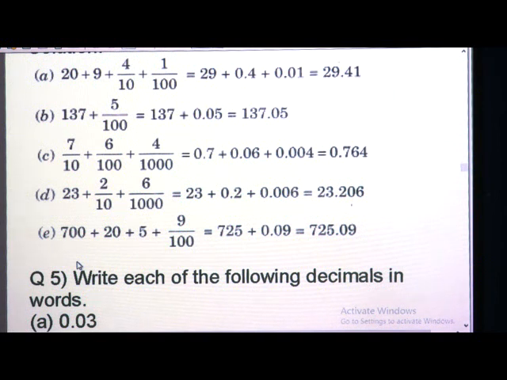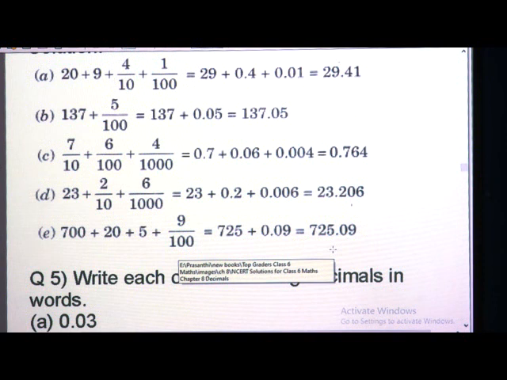Okay. So, here 700 plus 20 plus 5 we have written as it is, 725. Now, we have 9 upon 100. 9 upon 100 becomes 0.09. So, when we add this, 725 plus 0.09, we get 725.09.